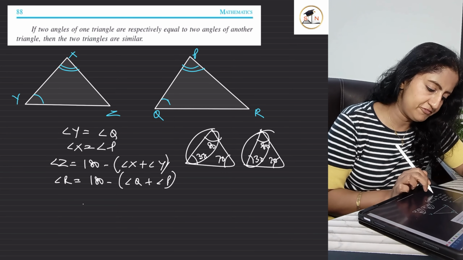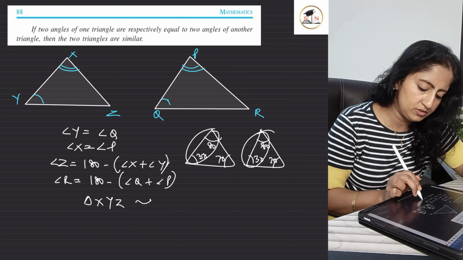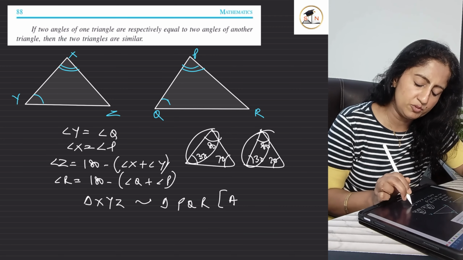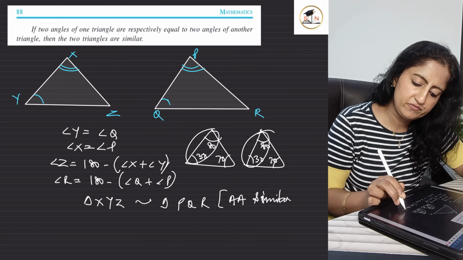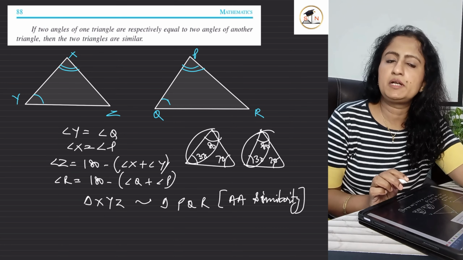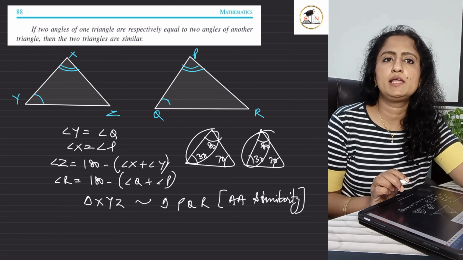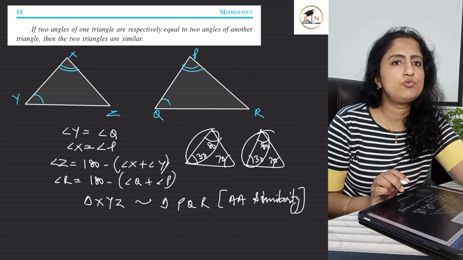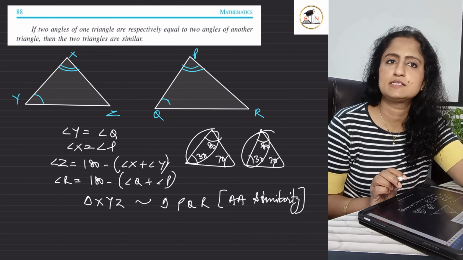So we can say comfortably that triangle XYZ is similar to triangle PQR. And what is the reason? The reason is going to be AA similarity. This is going to be your reason. The theorem is based on triple A, but from it we deduced that double A is also equally satisfying and equally worth noting. So we will be using double A instead of triple A. I hope it is clear.